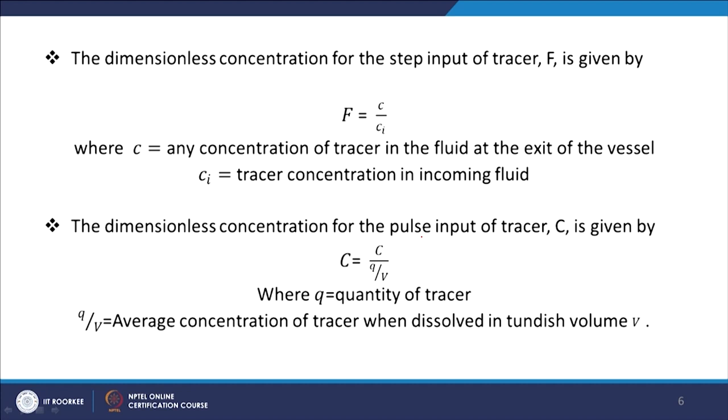Now, there are two types of input of the tracer inside the TUNDISH: one is the step input and another is the pulse input. In the step input, we constantly apply the tracer and it goes into the TUNDISH continuously. That is your step input, and the curve which you get is also known as the F curve.